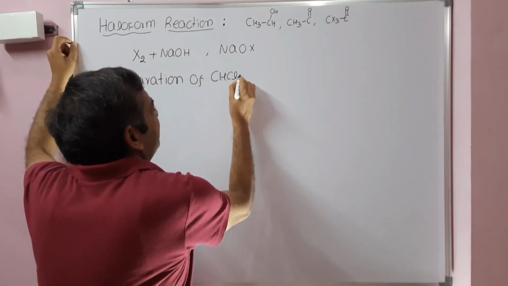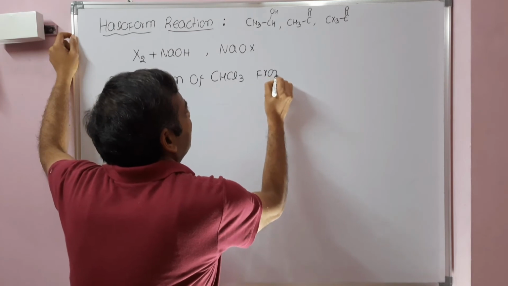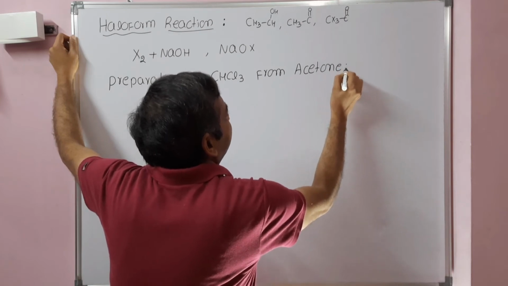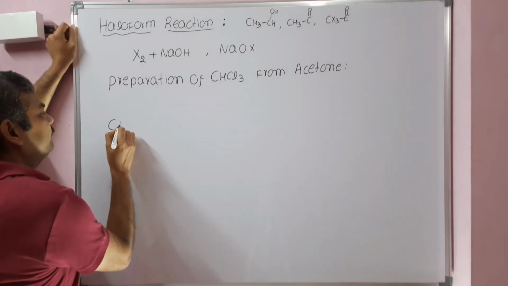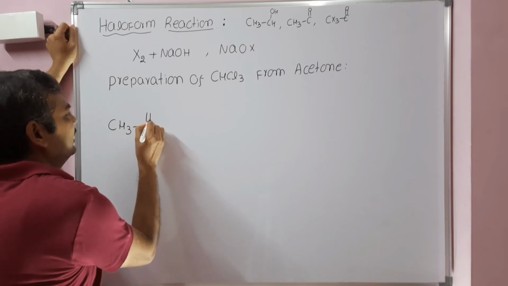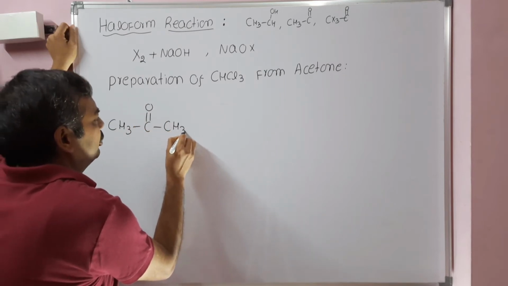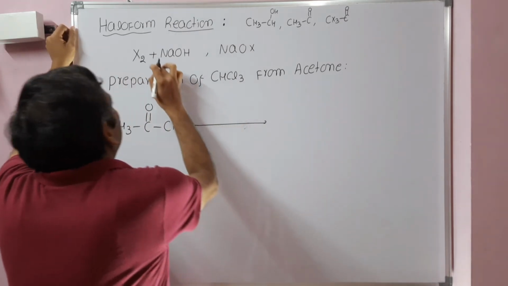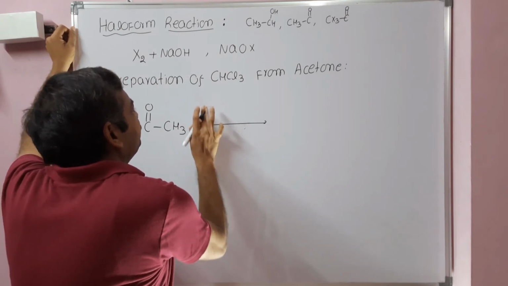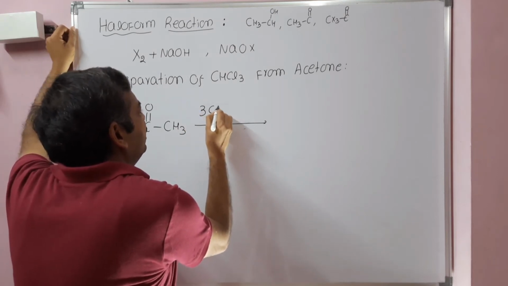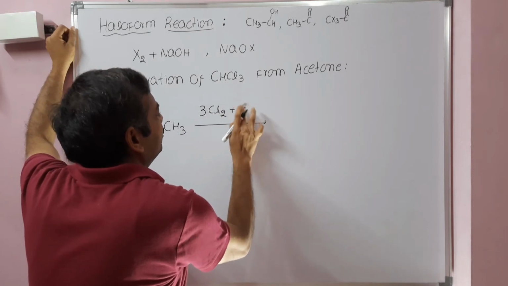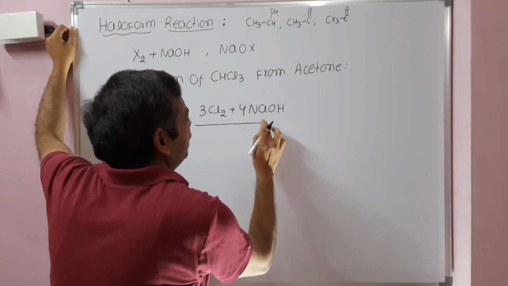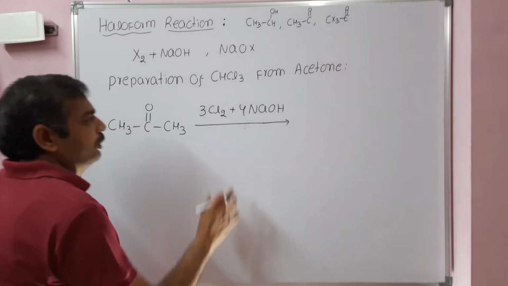In the last class we prepared chloroform from ethyl alcohol, acetaldehyde and chloral. So for the first method we will use two reagents. In the first case we will use acetone plus 3 moles of chlorine and 4 moles of sodium hydroxide.